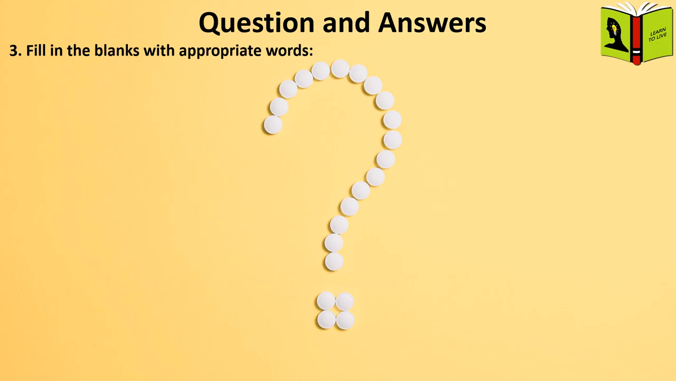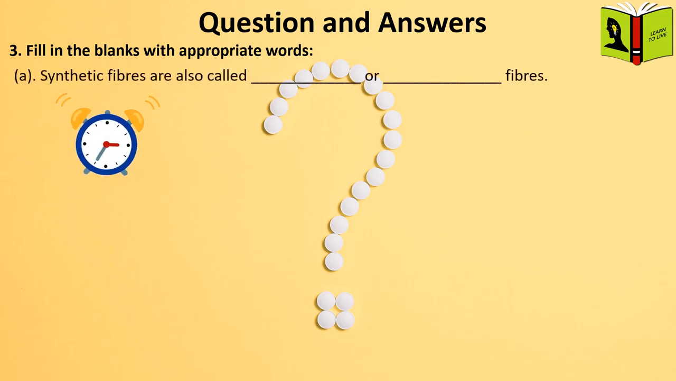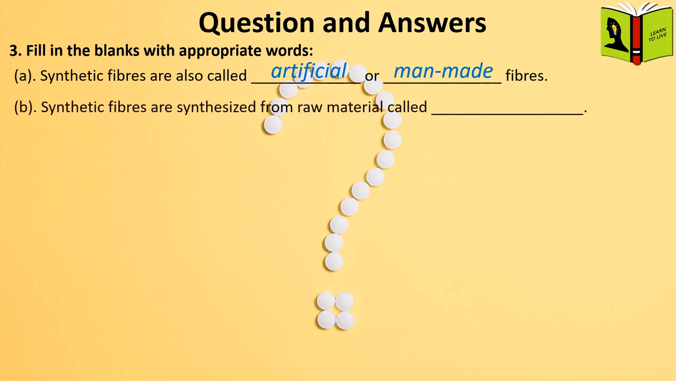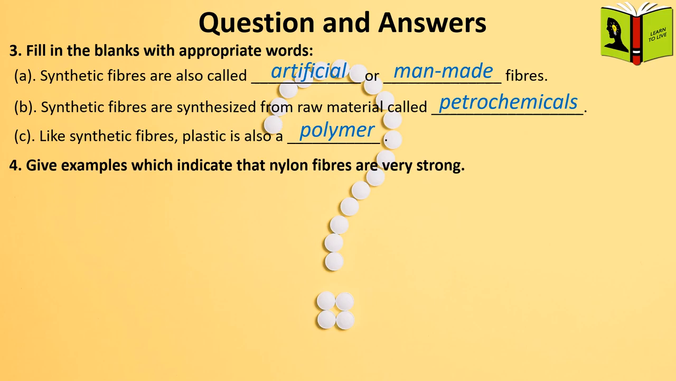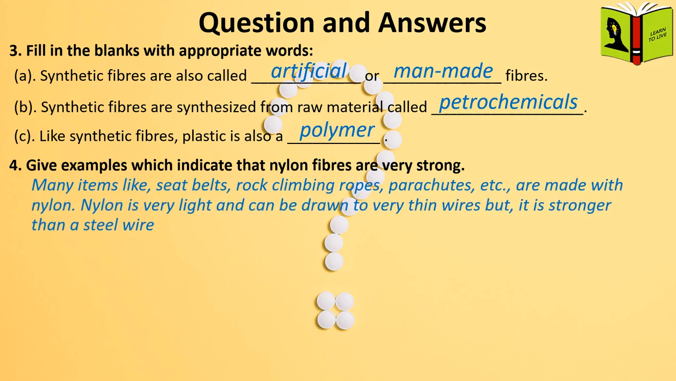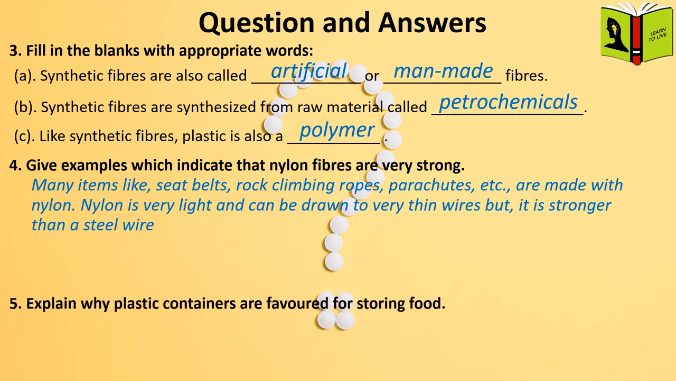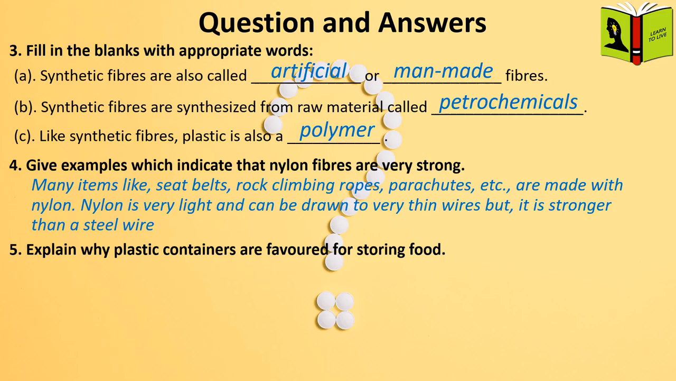Question 3. Fill in the blanks with appropriate words. Question 4. Give examples which indicate that nylon fibers are very strong. Question 5. Explain why plastic containers are favored for storing food.